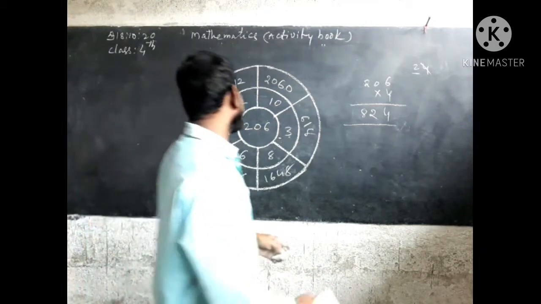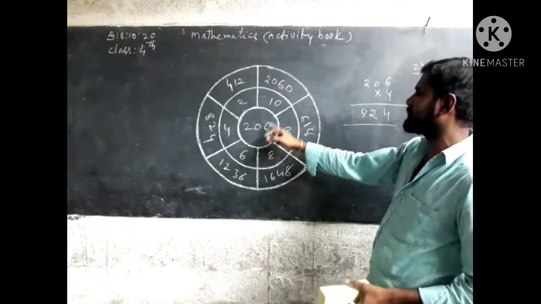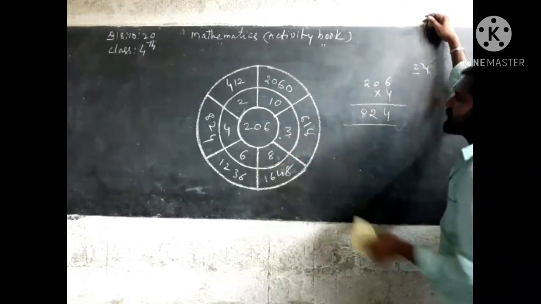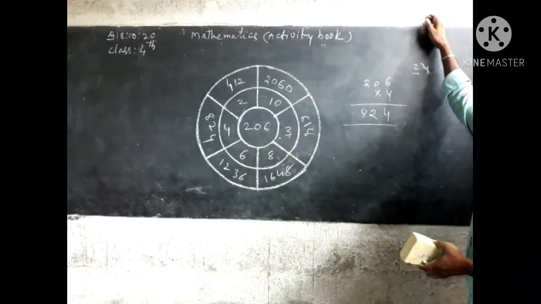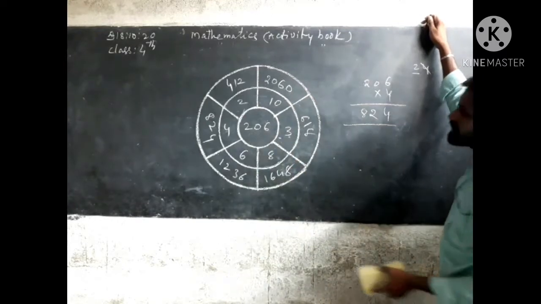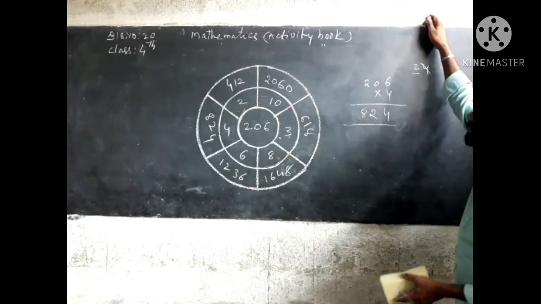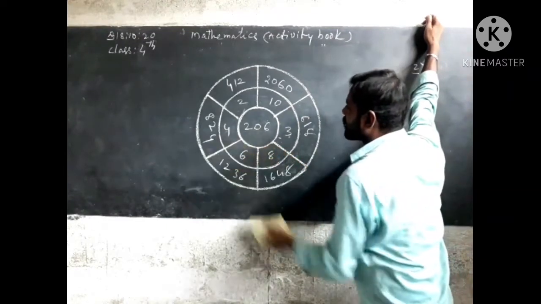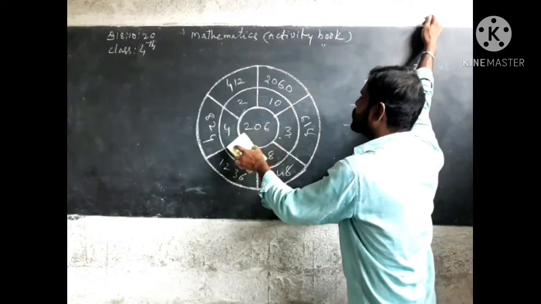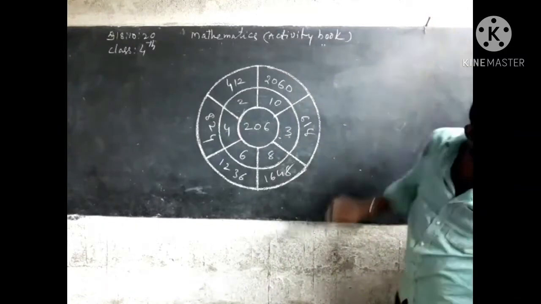See here once again, 206 into 2 you can get 412, 206 into 10 you can get 2060, 206 into 3 you can get 618. Next, 206 into 8 you can get 1648, 206 into 6 you can get 1236, 206 into 4 you can get 824, 206 into 2 you can get 412. Now next one.